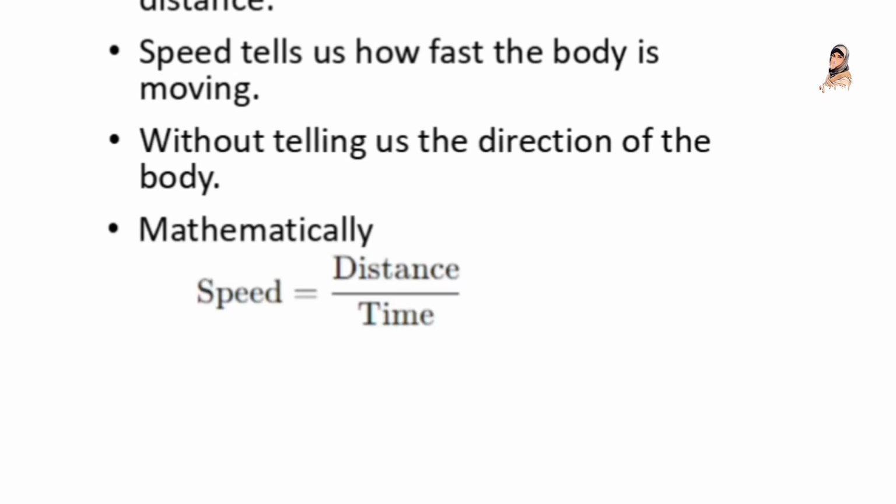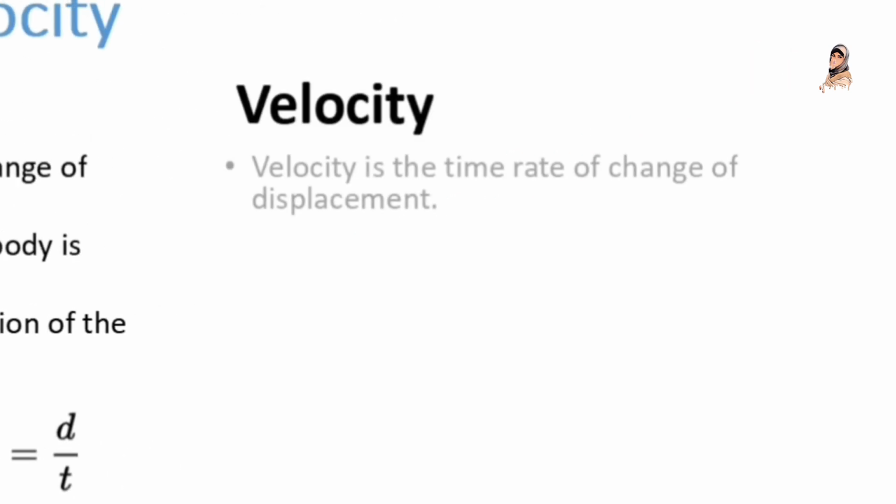Mathematically, we can calculate the speed of any body with the help of the speed formula, which is equal to distance over time. Or we can write s = d/t, where d is the distance and t is the time. While velocity is the time rate of change of displacement.